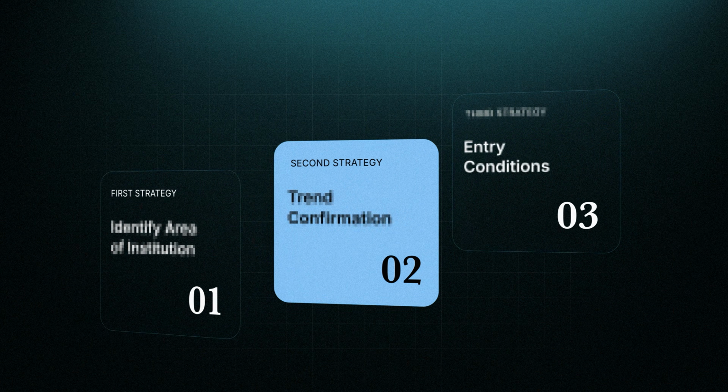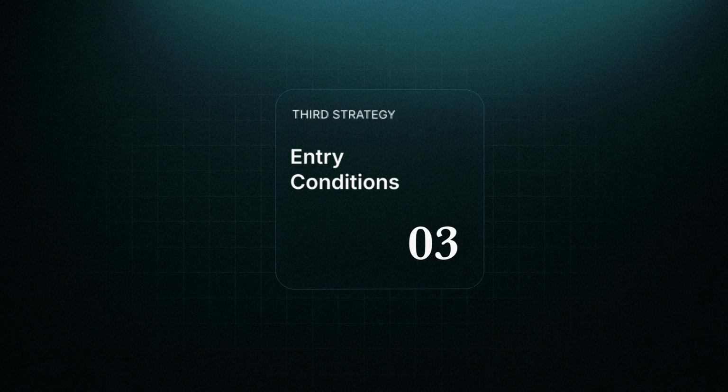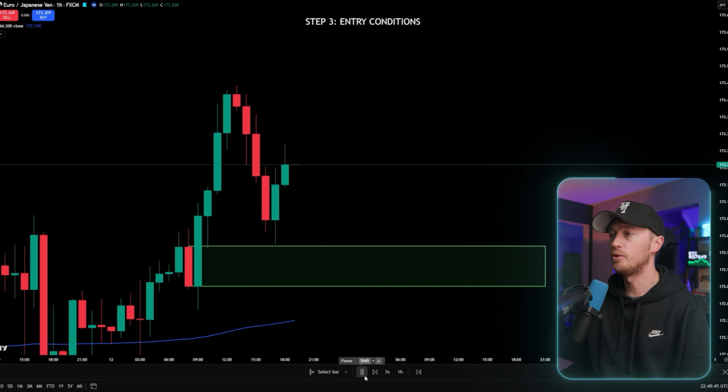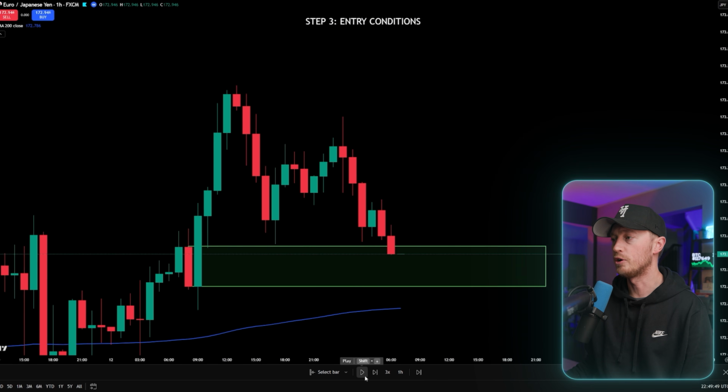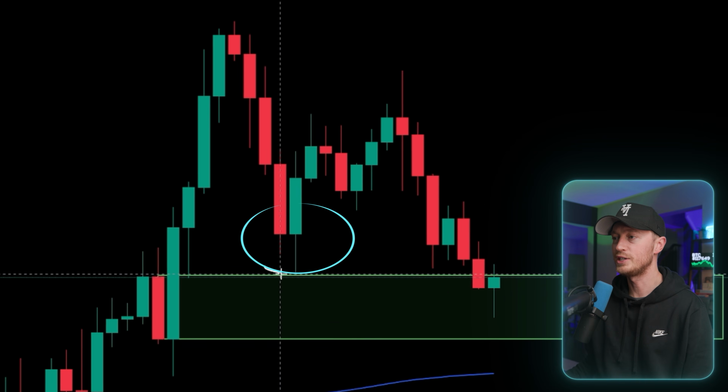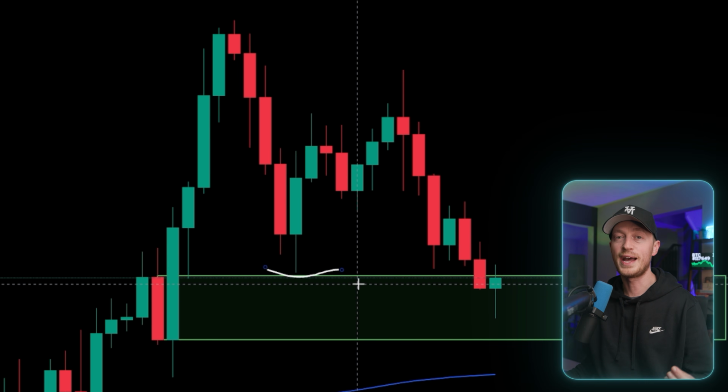Now it's time we start having fun. It's step 3, entry conditions. Let's do some trading. So let's play this chart out a little bit right here as we wait for price to get to our zone. You can see right here, price never came to our zone, so that's not a trade.